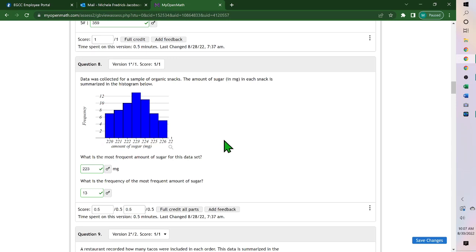So if it asks, what is the most frequent amount of sugar? The amount of sugar is here. How many is up here? And the one with the most, the highest bar, is 223. The frequency, the most times they use that much, is the number going up on the side. In this case, it's 13. So like 220, there was 7 times the 220 milligrams were used.